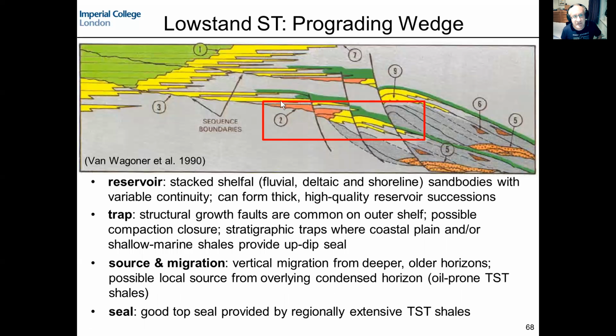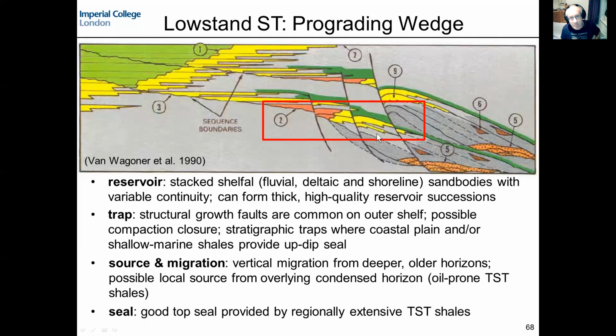Okay, another part of a Lowstand systems tract are the valleys and then these shorelines at the shelf edge. So this is referred to as the prograding wedge of the Lowstand systems tract. So we have reservoir potential both in those shelf or shallow marine sand bodies and also within valley fills themselves.